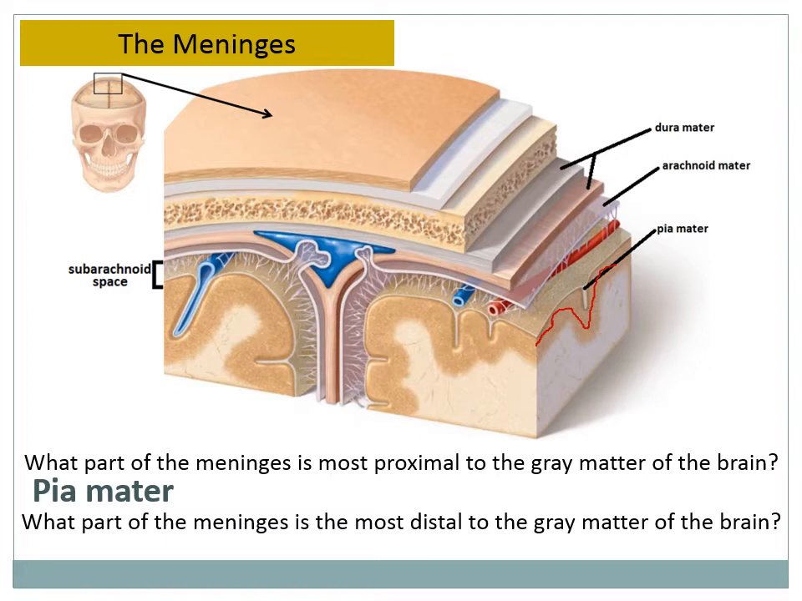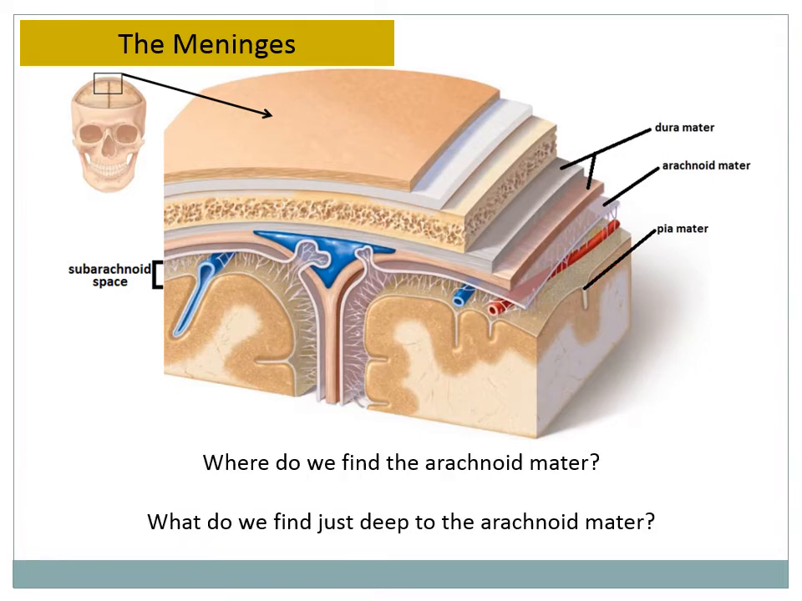And what part of the meninges is the most distal to the gray matter of the brain? Well, the one that's furthest away is the dura mater. So the dura mater is most distal to the actual brain structure. Continuing to look at the meninges a little bit, we also have this stuff called the arachnoid matter. So we can see the arachnoid matter. It's kind of in between our dura mater and our pia mater.